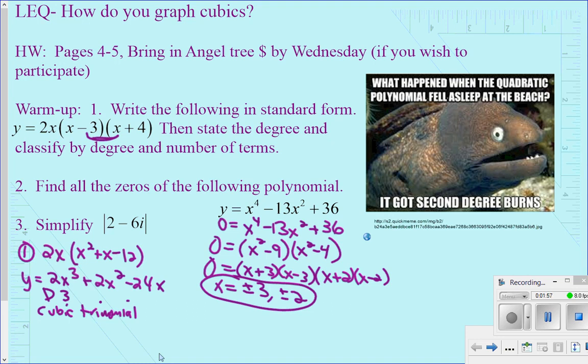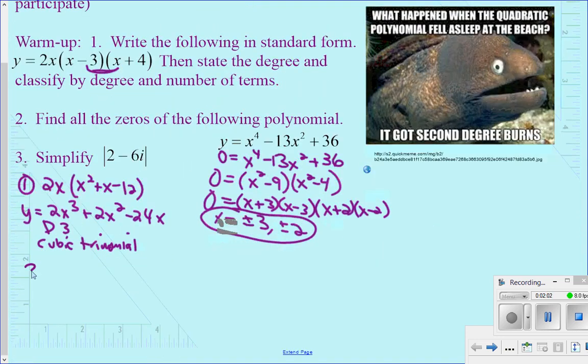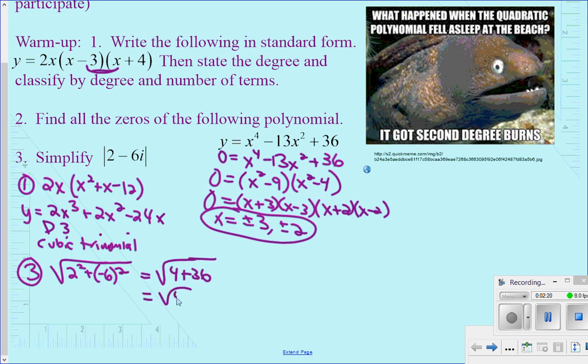Number 3, simplify. So I'm going to take the square root of 2 squared plus negative 6 squared, because that's how we find the absolute value of a complex number. So that's the square root of 4 plus 36, which is the square root of 40, which simplifies to 2 root 10. So 2 root 10 is the absolute value of 2 minus 6i. Okay, that takes care of the warm-up.